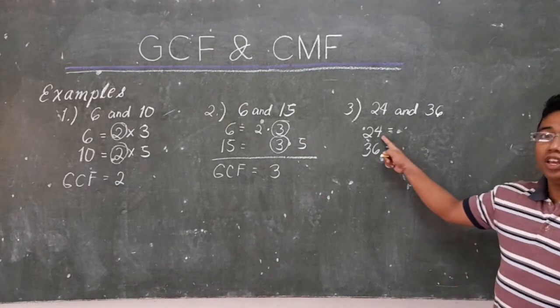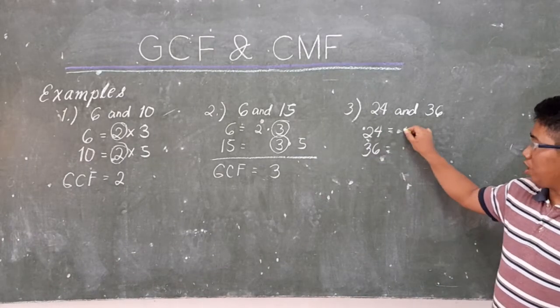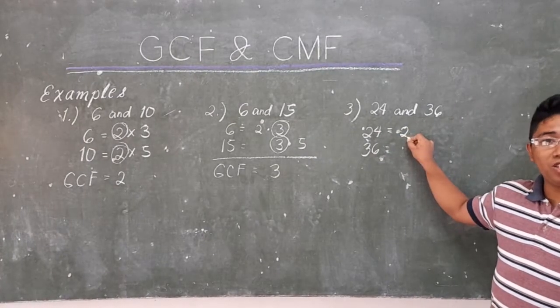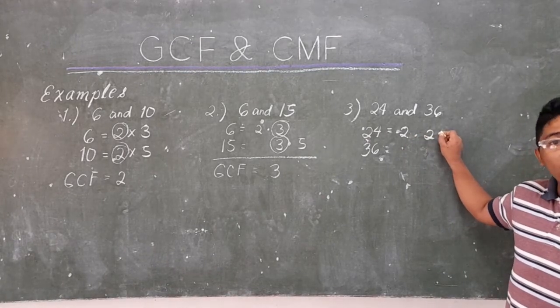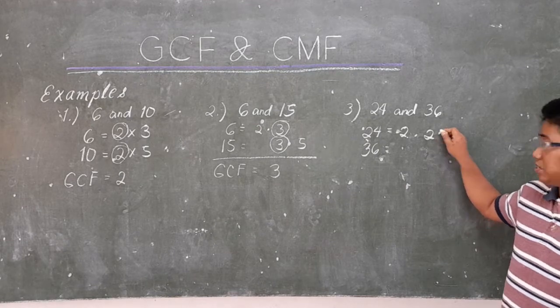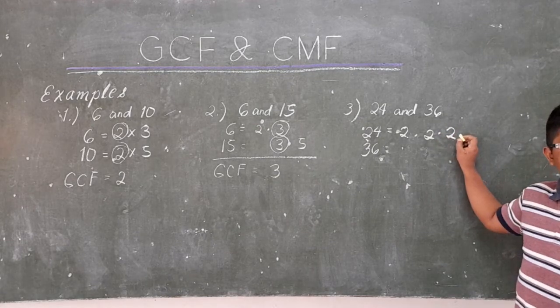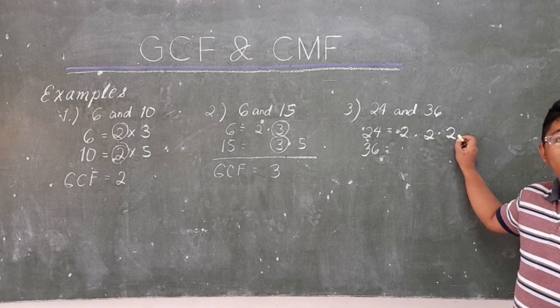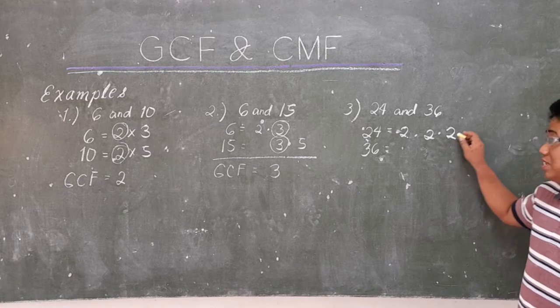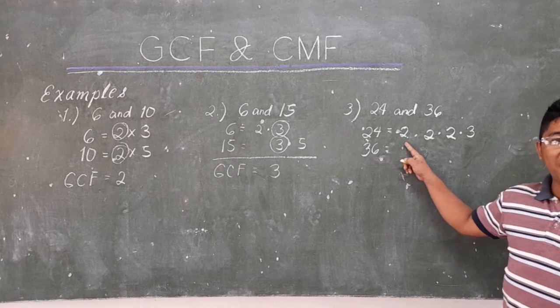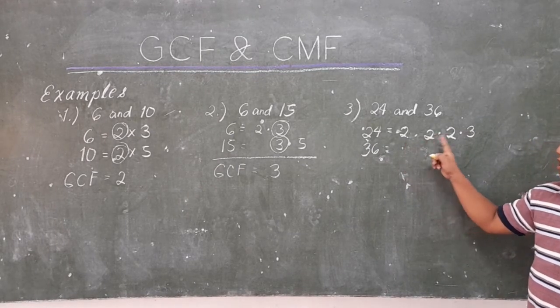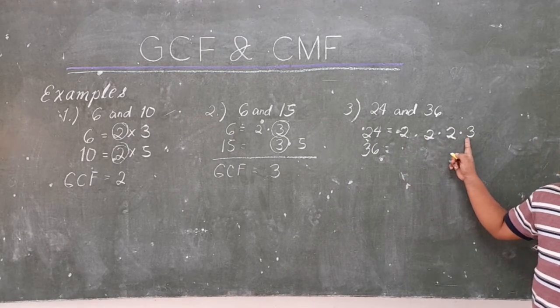So 24 can be divided by 2. It remains 12. So 12 is also divided by 2. It becomes 6. So 6 is also divided by 2. It becomes 3. 3 divided by 2 cannot be, so let's proceed to the next prime number, which is 3. Okay, so 3 divided by 3 is 1. So 2 times 2 times 2 times 3.